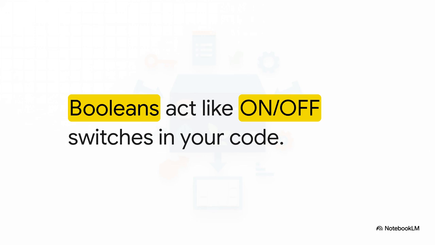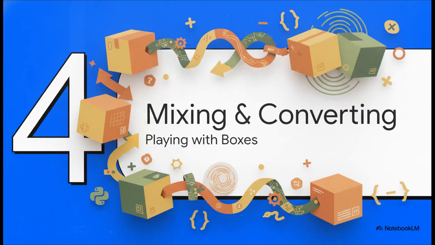And then we have booleans, true or false. Basically, think of booleans as simple on and off light switches built right into your code. They are incredibly powerful because they are what helps the program make decisions. Like, does the player have the secret key? True. Did the timer run out? False.